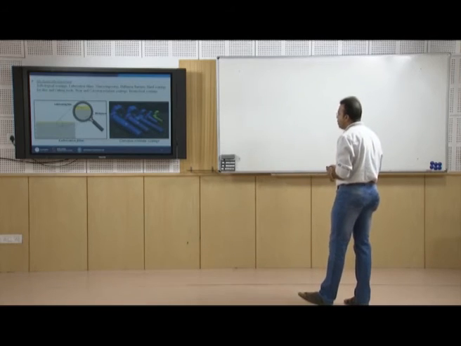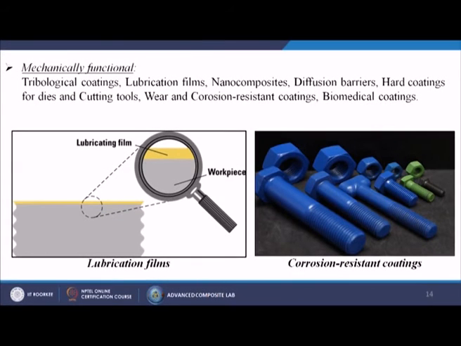Next, mechanically functional materials like tribological coatings, lubrication films, nanocomposites, diffusion barriers, hard coatings for die and cutting tools, wear and corrosion resistant coatings, biomedical coatings. So, these are all different applications where you are using thin films.